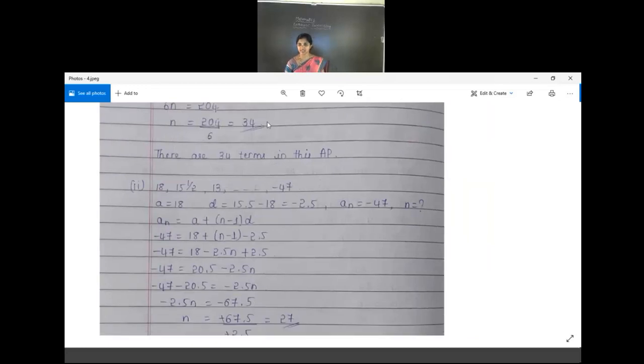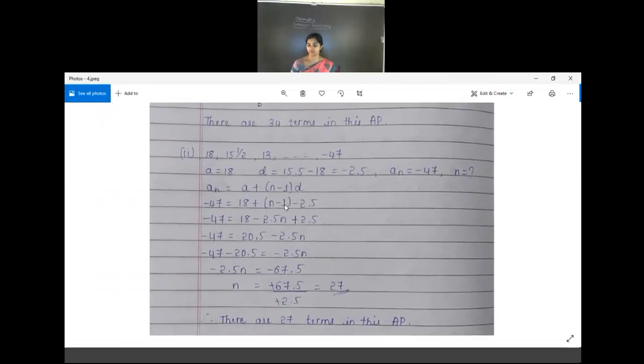So now, in the same question, the second question: 18, 15 and a half, 13, and so on up to minus 47. Okay, so here the first term is 18. The difference, 15 and a half, we can take 15.5. So here A2 minus A1, in the sense 15.5 minus 18, that is minus 2.5. Then the last term an is minus 47. Then n is the question mark.